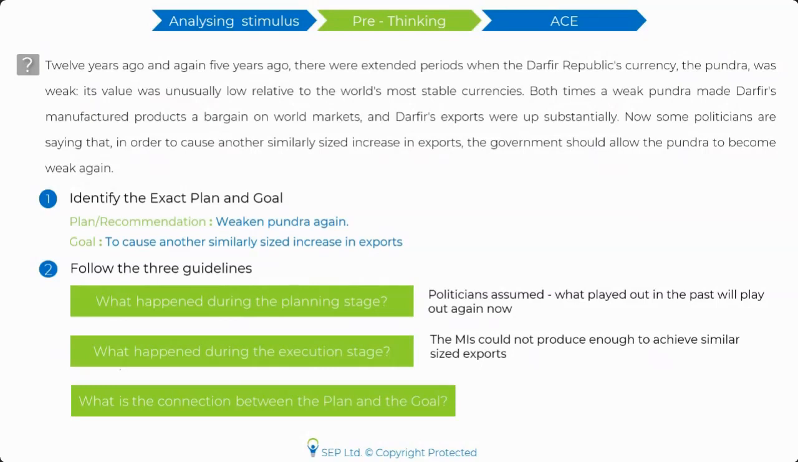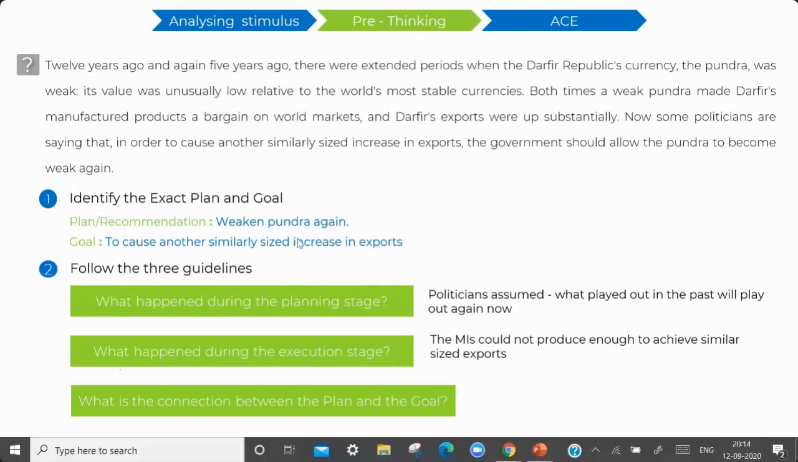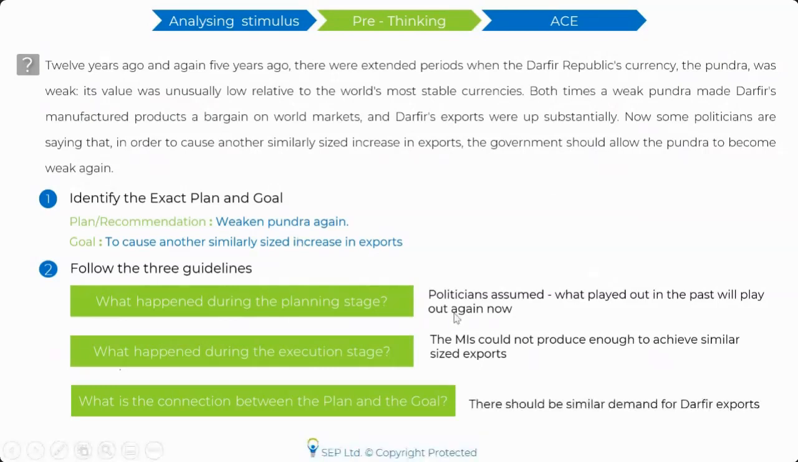All right, so wonderful. You guys have given the answer for this last bit: there should be similar demand for Darfur's exports. Just thinking along those three lines, you could come up with those three kinds of things. And these are just blanket statements. There could be a lot of offshoots because it's a weakener, all right? But if you're able to think along these lines, when you come across the right choice, you will be able to identify which one works and which one does not work.